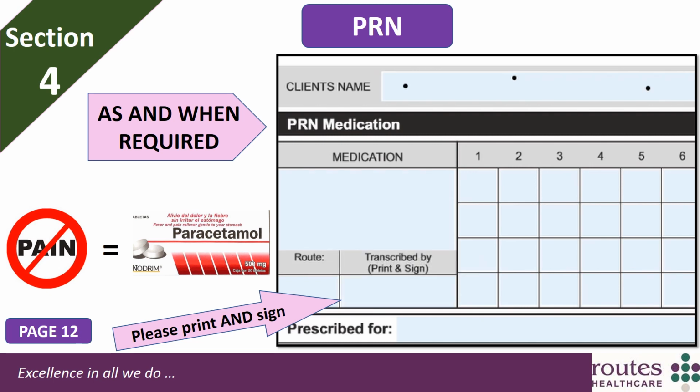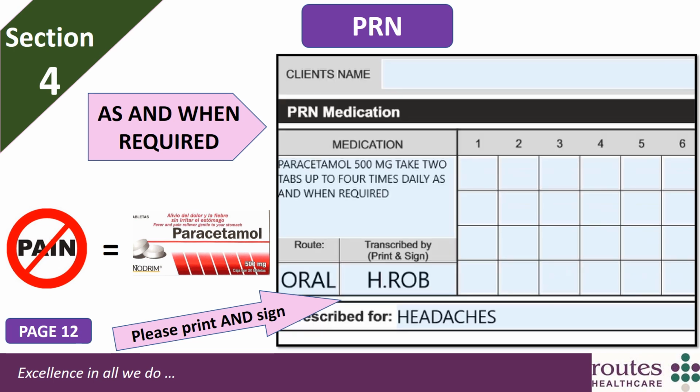So again, I do have a filled out one here. So paracetamol, 500 milligrams, take 2 tablets up to 4 times daily as and when required. Again, it's that as and when required, which is ringing out PRN to me at the moment. And then the client's name is the only thing that's missing. Oral, H. Robinson, that's me signing, and that's for his headaches.